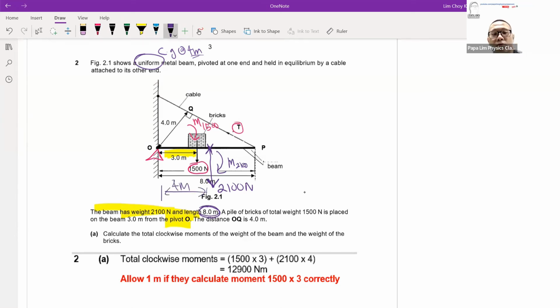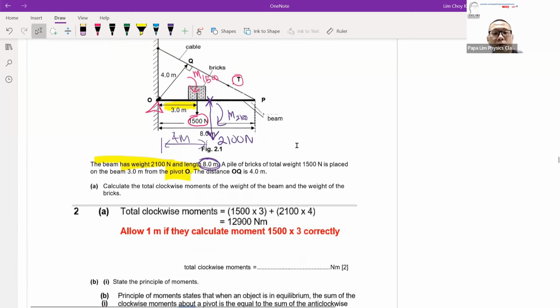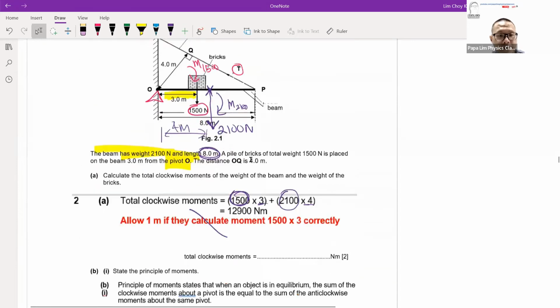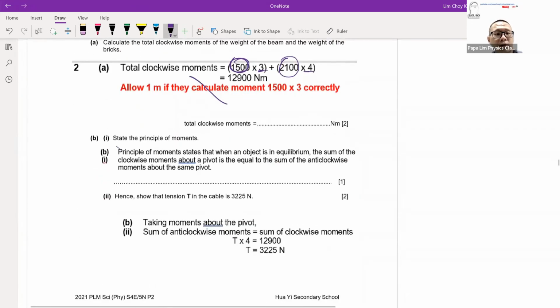So the total clockwise moment for this question: there are two of them, the moment due to your 1500 Newton and the moment due to your beam itself. If you multiply correctly using the correct distance, 3 meter and 4 meter, you get the answer 12,900 Newton meter. Now, same thing, definition, principle of moment.